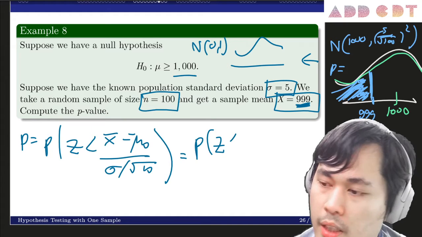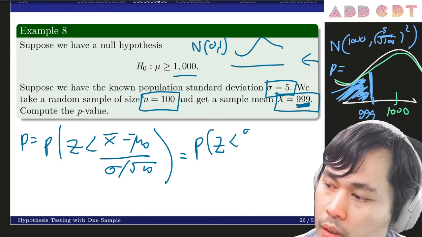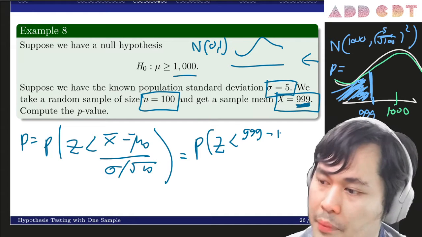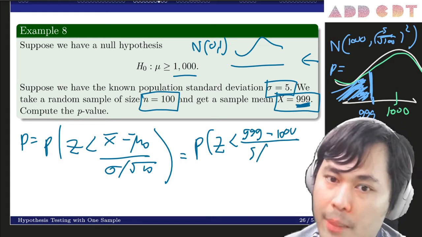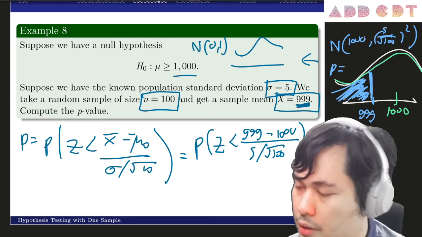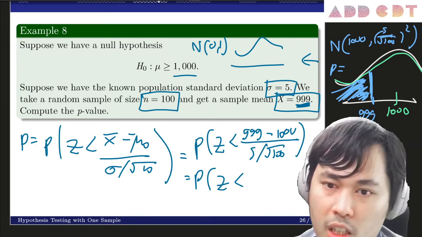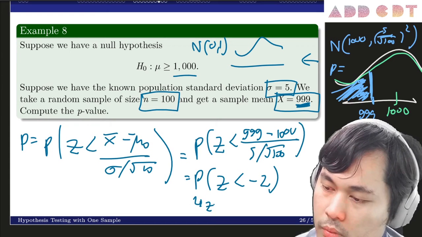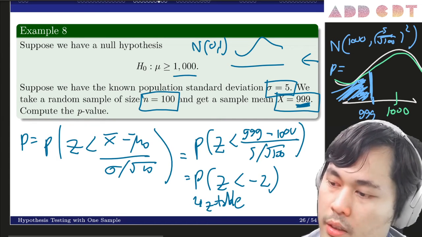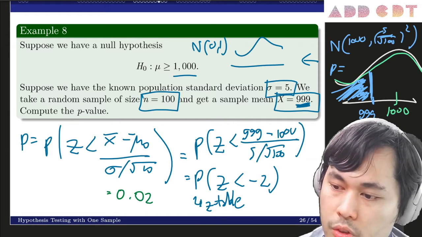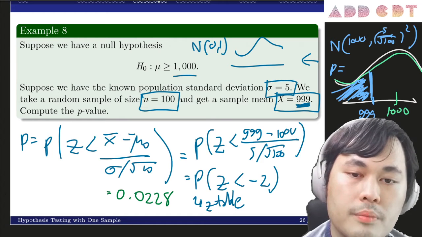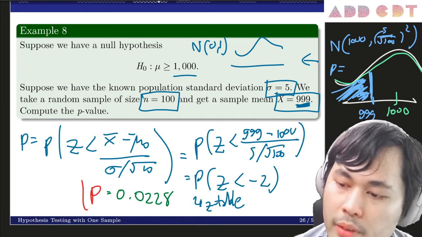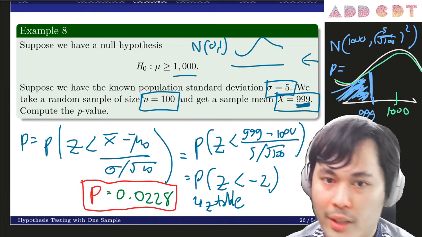But anyway, that is going to give us P of Z less than, what is it? X bar is the sample mean, 999, minus the actual mean that we believe it to be, 1,000, divided by 5 over the square root of 100. This gives us a nice number of minus 2. And from that, we can use the Z table to get the actual value of 0.0228. That is the p-value. If you put that in a Google form or whatever quiz, you get a full point.